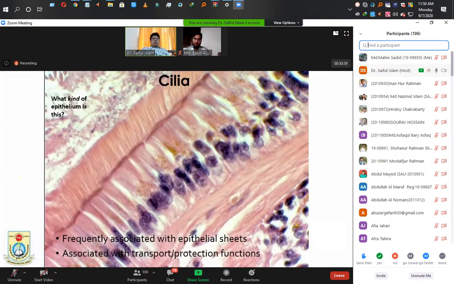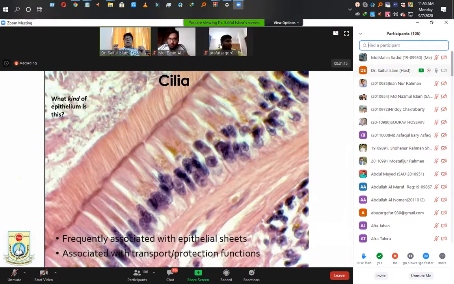You will always find cilia, which I already discussed. Cilia and microvilli are all modifications of the cell membrane. You will always find cilia in epithelial tissue. Cilia look like a brush. In the morning when you brush your teeth, the bristles of the brush look like this. These are cilia.